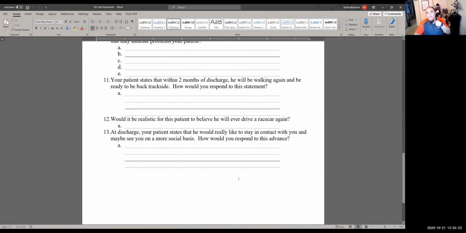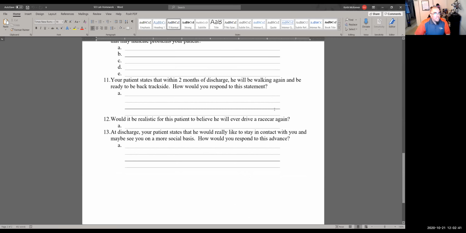Would it be realistic to believe he'll ever drive a race car again? At a T7, what do you think? Probably not. Would it be realistic for him to drive again? Maybe drive again. But it's unlikely he's going to drive a race car again.